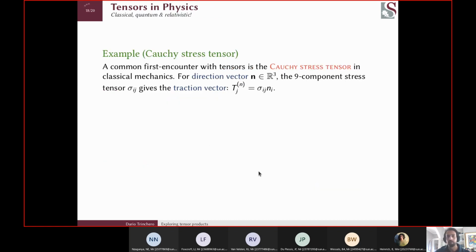Okay, so I'm almost out of time. I wanted to briefly take a sidestep into a few areas in physics where we sometimes encounter tensors, just to explain why I, as a person now studying physics, am so interested in them. So we encounter them in classical mechanics most commonly. For instance, we have the stress tensor, which is just a nine-component, two-dimensional tensor that gives the traction from a normal vector.